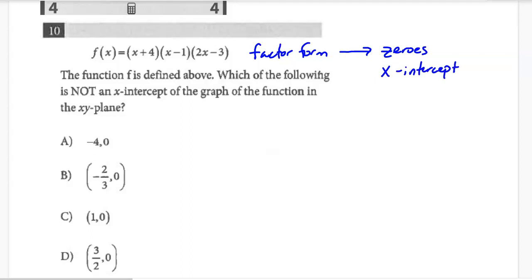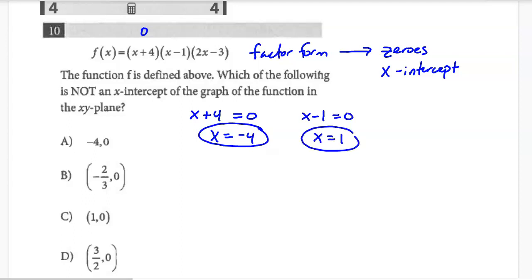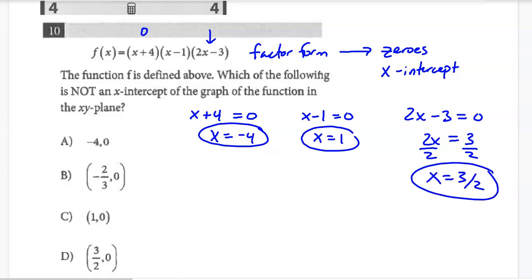So basically, let's figure out where these guys are zeros. So set this one equal to 0, and I get x equals -4. If I set the next one equal to 0, I get x equals 1. And if I set this one equal to 0, I get a fraction here, divide by 2, divide by 2, and I get x equals 3/2. So those are my x-intercepts for this function. And it says which of the following is not an x-intercept.